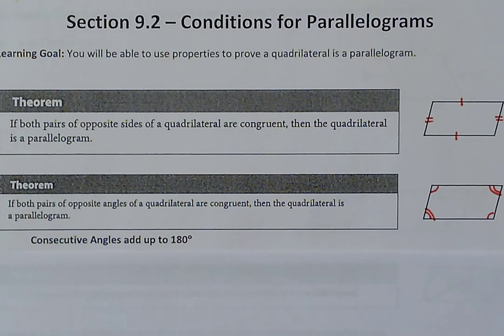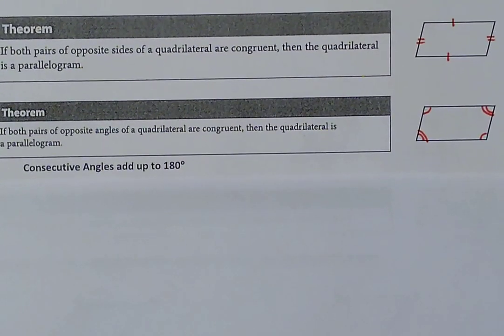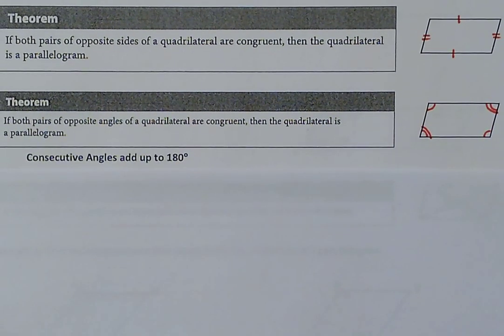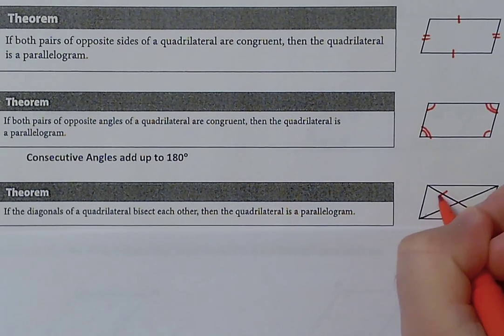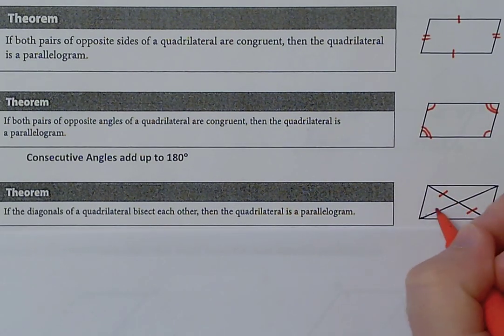And then we have one more theorem that we're going to take a look at today, and let's go ahead and move this up. Our final theorem that we're going to take a gander at is that if the diagonals of a quadrilateral bisect each other, then the quadrilateral is a parallelogram. So that means we need to know that this segment is congruent to this segment, and that this segment is congruent to this segment. If I know that this is congruent to this, and this is congruent to this, okay, that tells me that the diagonals bisect each other, and therefore we have a parallelogram.